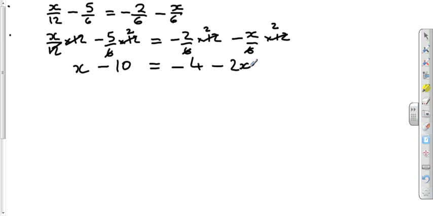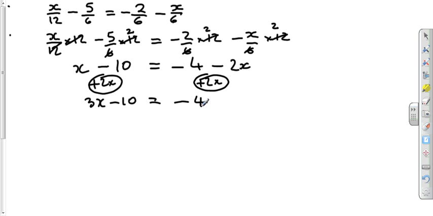You want to move the smaller number of x's, or the lower number of x's, over to the other side with a higher number of x's. I've got minus 2x, and over here I've got 1x. 1x is more x's than minus 2x, so I want to bring the minus 2x over to this side. And the opposite of minusing 2x is to add 2x. So I'm going to add 2x to both sides. And that's going to make that 3x minus 10 equals just minus 4. The minus 2x has gone now.